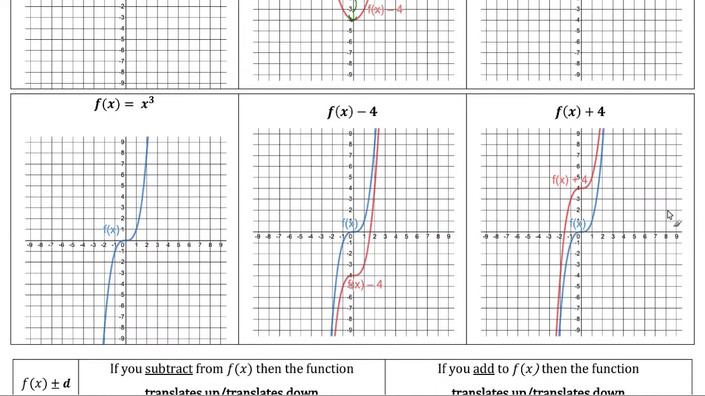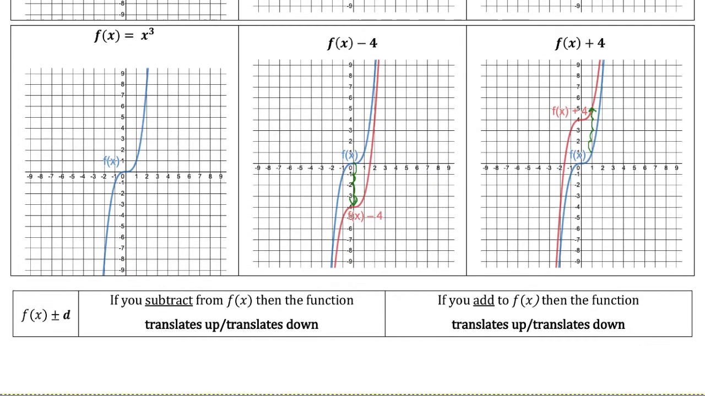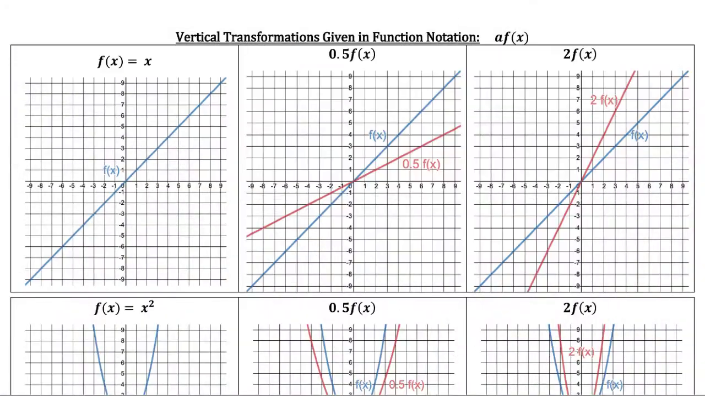Also works for cubic functions. You could see 1, 2, oh, this is our original, so down 1, 2, 3, 4. This is our original here again. Let's choose this one. 1, 2, 3, 4. So it works the same for all functions, no matter what function you start with. So if we subtract from f of x, then the function will translate down. If we add, we translate up. That's when we add and subtract from f of x in function notation.